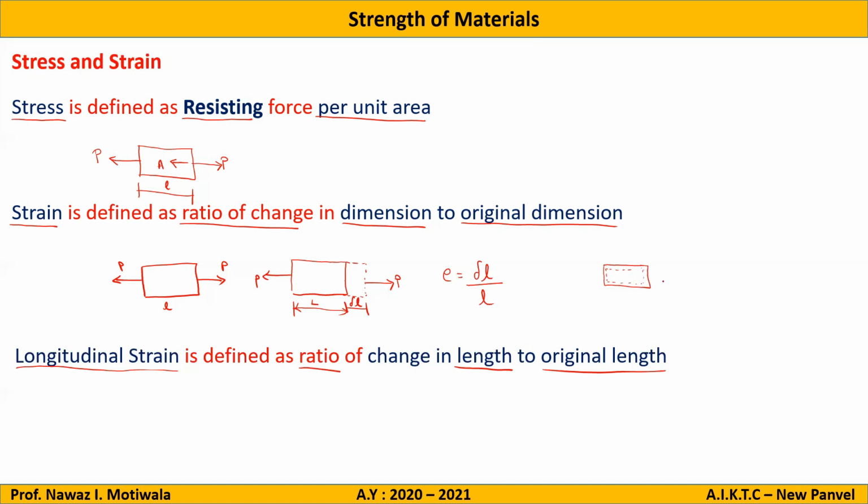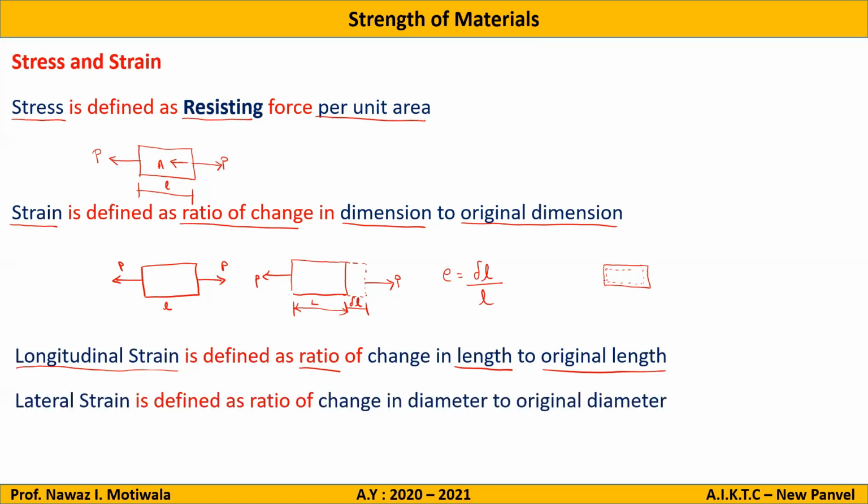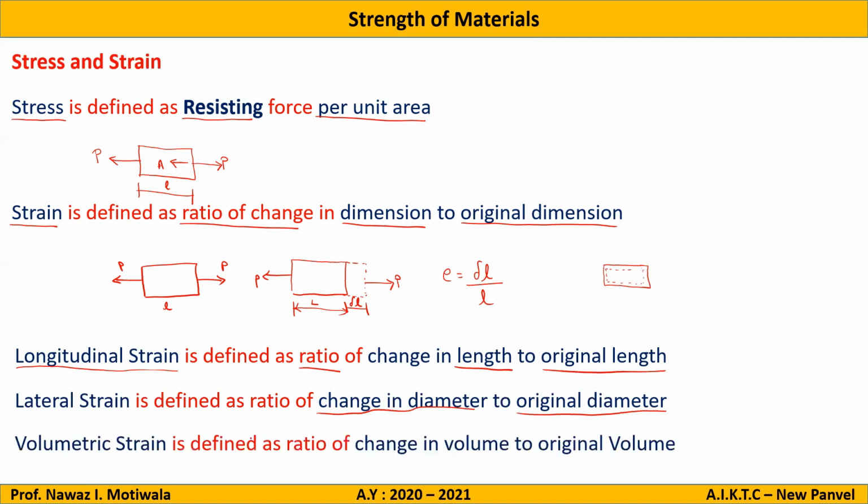Now, the ratio of change in dimension to the original dimension in the lateral direction will be known as the lateral strain. So lateral strain is defined as the ratio of change in diameter to original diameter, because it is the lateral dimension of the object. The third one is the volumetric strain. Again it will be on similar lines. Volumetric strain is defined as the ratio of change in volume to the original volume.